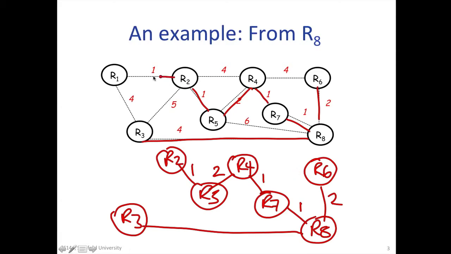But I've also got R1. I can now add that one in at a cost of 6. So that's 1, 2, 3, 4, 5, 6. I've now added them all, and I'm done.